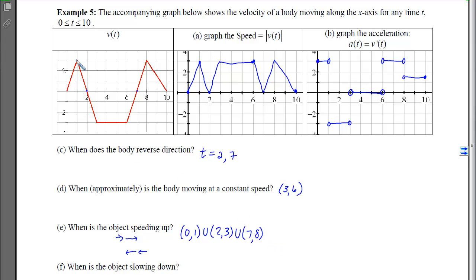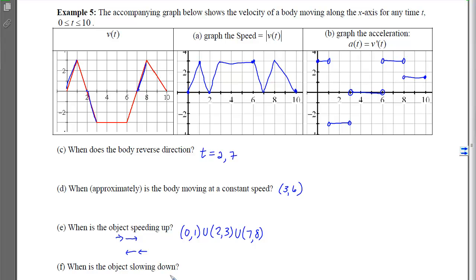And how would we see that on the original? Well, from 0 to 1, we have positive velocity and positive slope. From 2 to 3, we have negative velocity and negative slope. And from 7 to 8, we have positive velocity and positive slope.